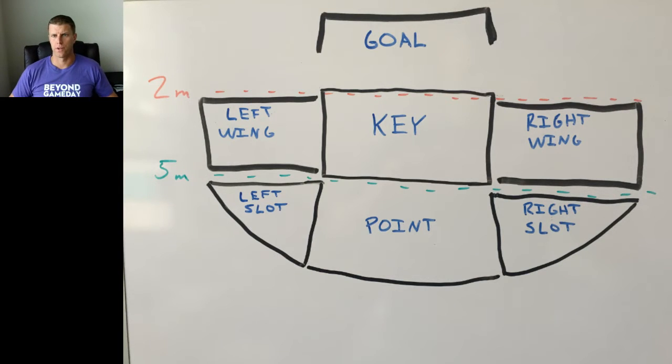The area in front of the goal between the 2 and the 5 meter line will be referred to as the key. And you have a left wing and a right wing to either side of that. And most of the shooting you'll see in the tournament from the perimeter will occur in the left slot and the point areas. Many times players will change positions in these zones but won't leave the general area of the zone, so it doesn't make sense to call out numbers.